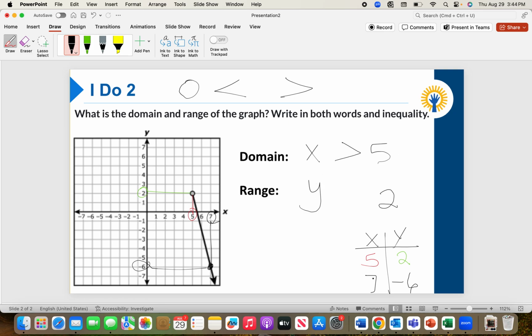Think about that. If I put my little invisible 7 right here, 7 is greater than 5. Let's look at the y values. If I'm going from 2 to -6, they're getting smaller. So the highest number I can get is 2. 1 is less than 2, 0 is less than 2, and so forth. All of these numbers are going to be less than 2, and that's why I'm using the less than sign.